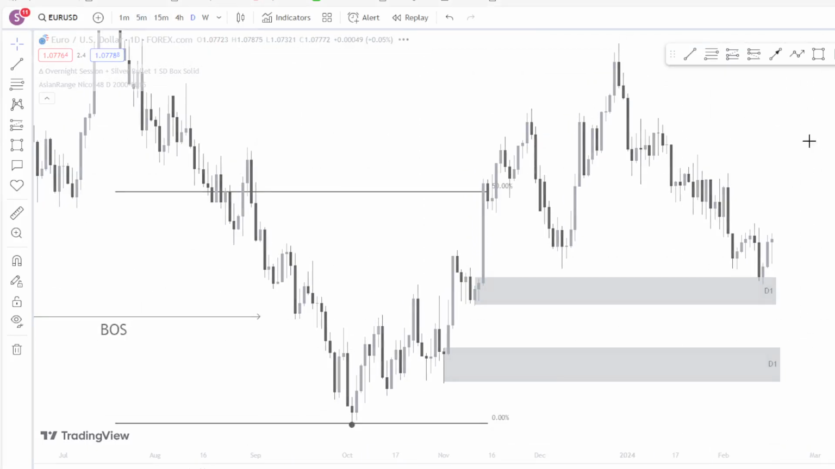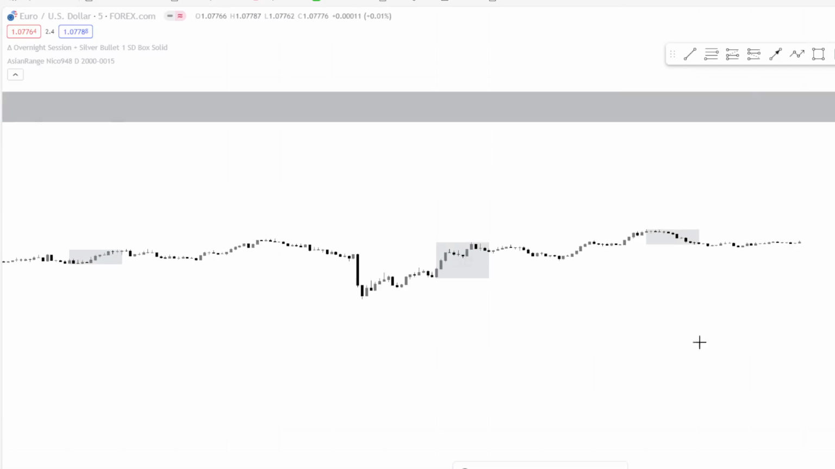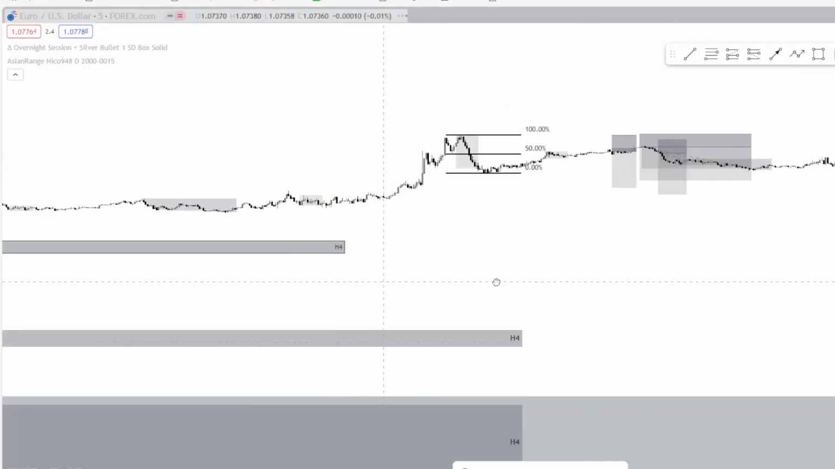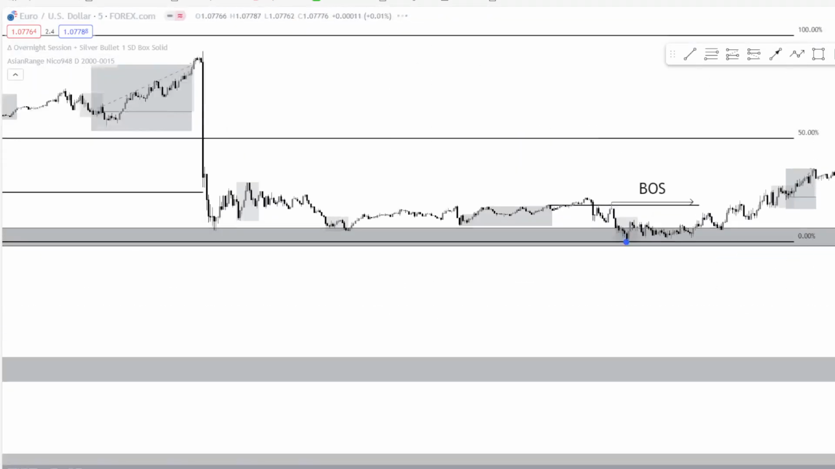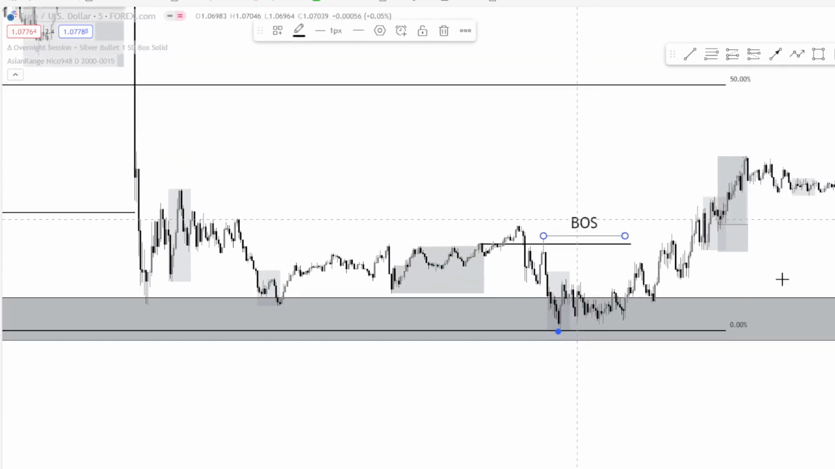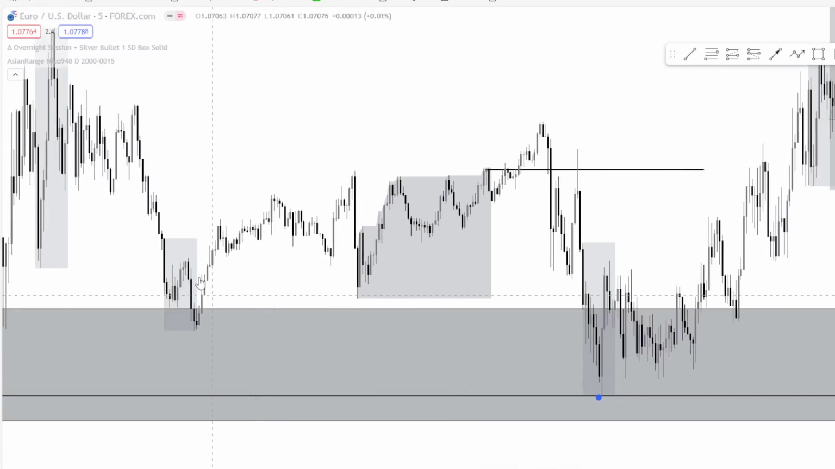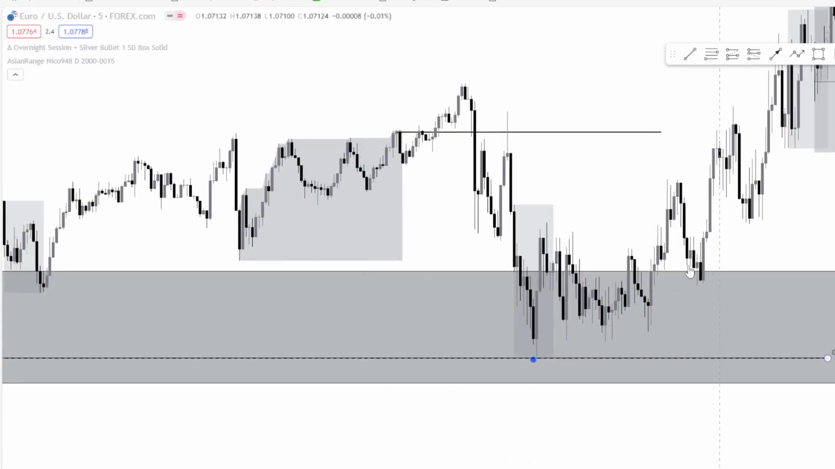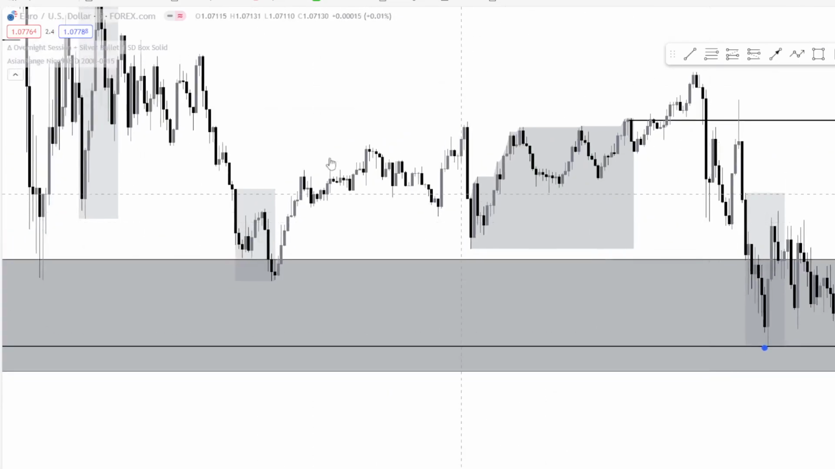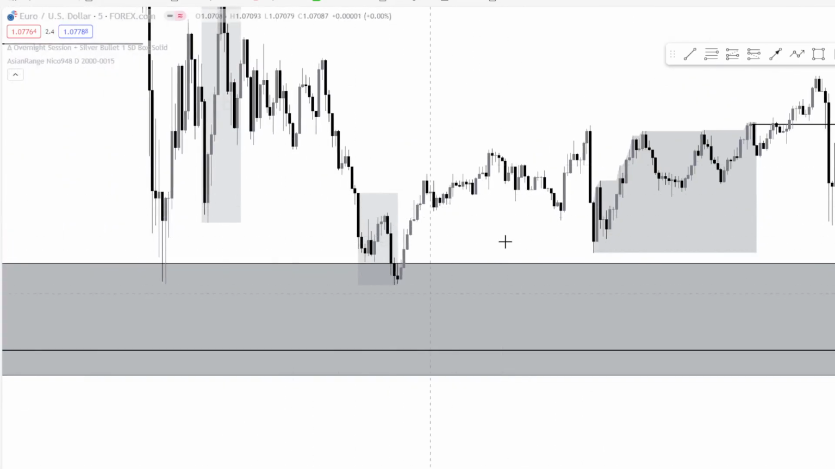So let's go down to the 5 minute time frame and have a look at where we are in price. Here's where we are. Cool, so let's dissect price. We understand we're in a daily POI. This here is a 4 hour POI marked up, a 4 hour refined POI.